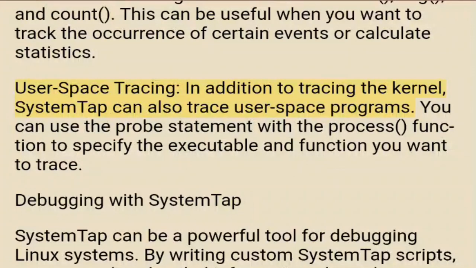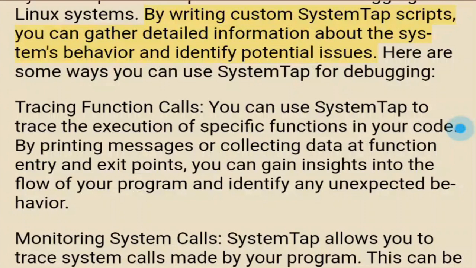User space tracing. In addition to tracing the kernel, SystemTap can also trace user space programs. You can use the probe statement with the process function to specify the executable and function you want to trace. Debugging with SystemTap. SystemTap can be a powerful tool for debugging Linux systems. By writing custom SystemTap scripts, you can gather detailed information about the system's behavior and identify potential issues.